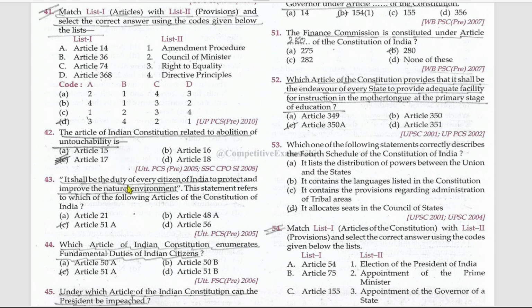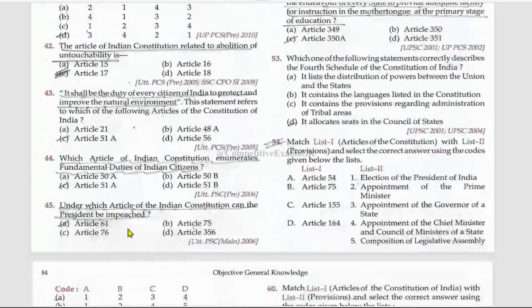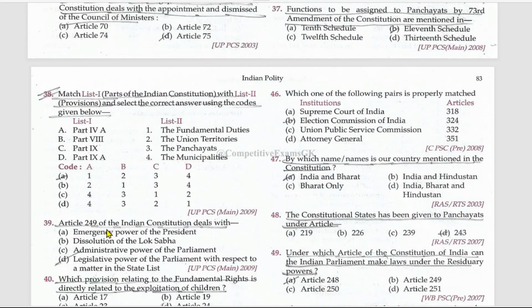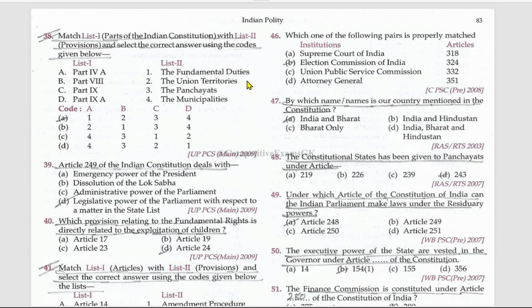It shall be the duty of every citizen of India to protect and improve the natural environment. This statement refers to which of the following articles of the Constitution of India? Article 51A. Which article of the Indian Constitution enumerates fundamental duties of Indian citizens? Article 51A. Under which article of the Indian Constitution can the President be impeached? Article 61. Which one of the following pairs is properly matched?